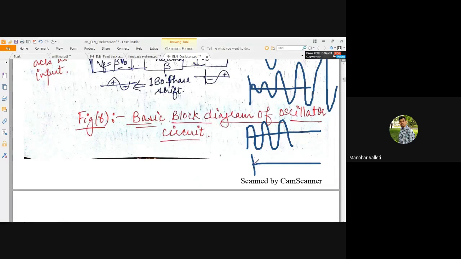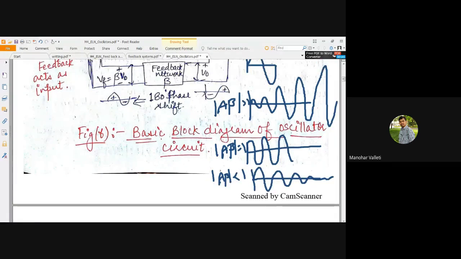All this depends on the loop gain. This is for loop gain greater than 1, with increasing oscillations like this. This is loop gain equal to 1. This is loop gain less than 1, with decaying oscillations like this.